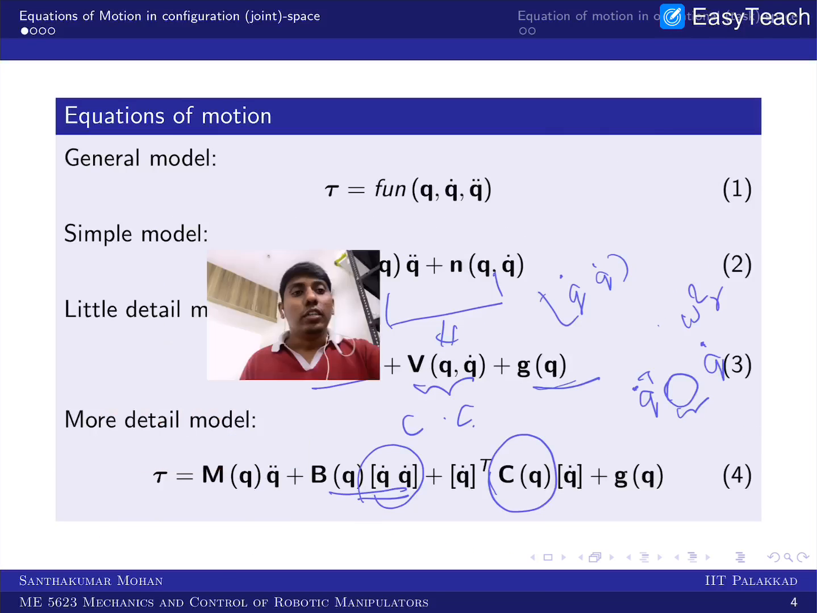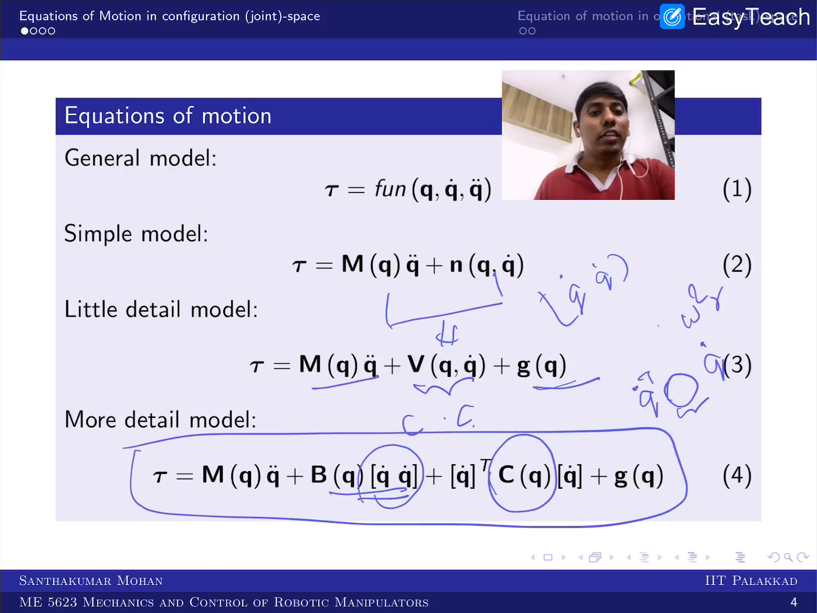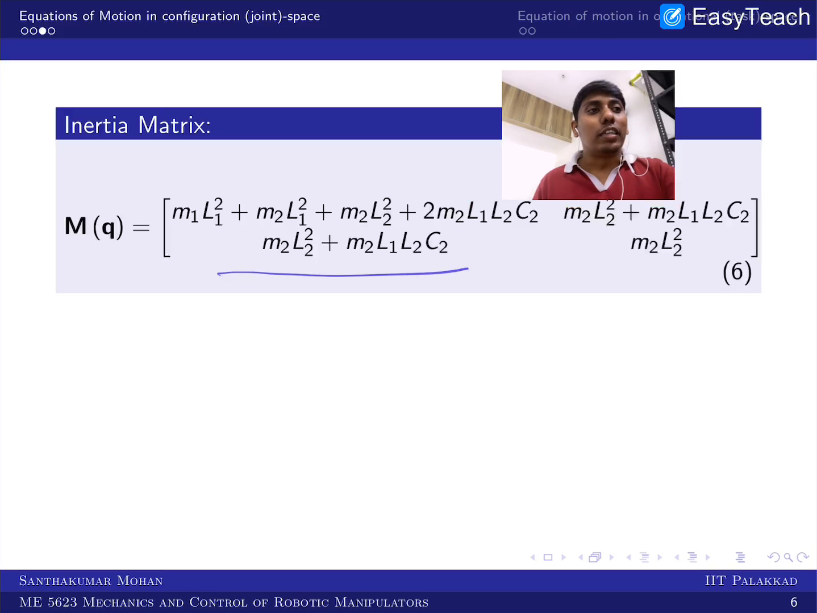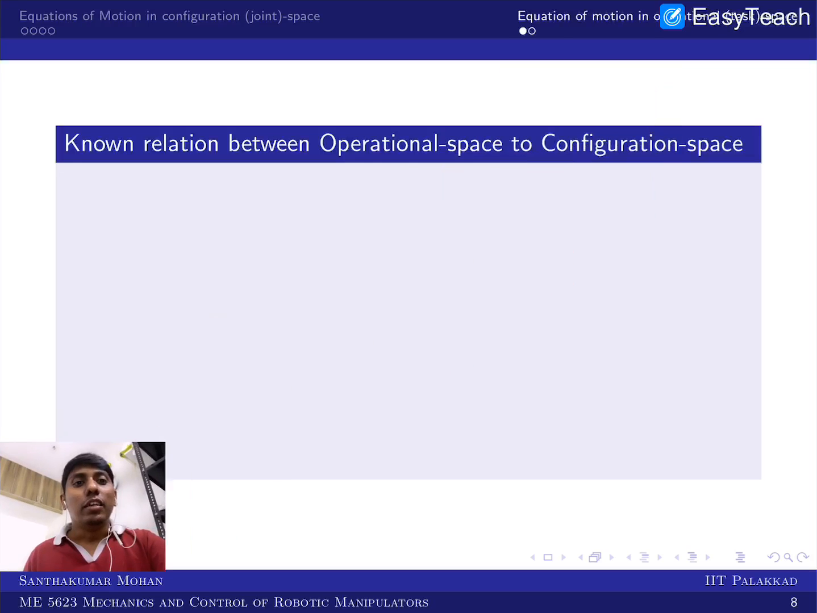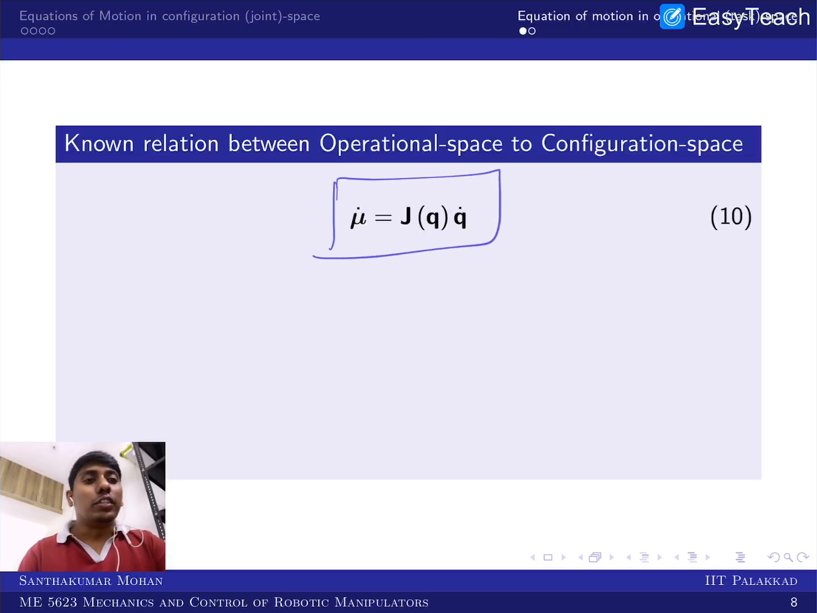So this form we have written, right? Now I am interested to see the operational space category. What that means is, I know some relation between operational and configuration space. What is that? That is nothing but the Jacobian information.